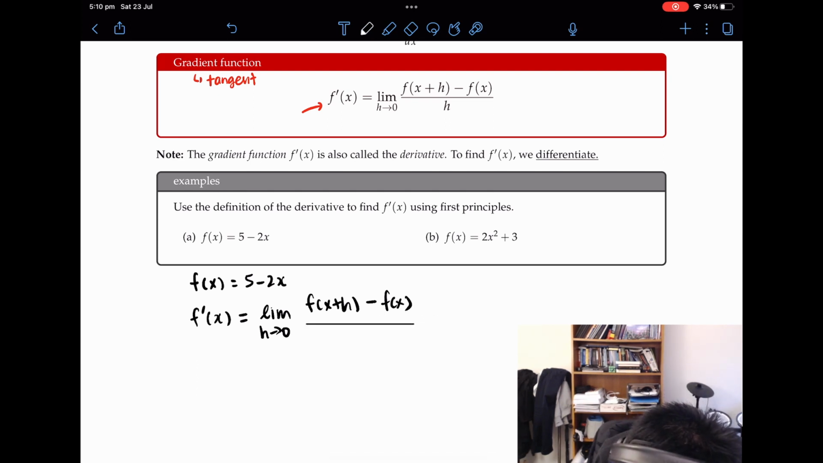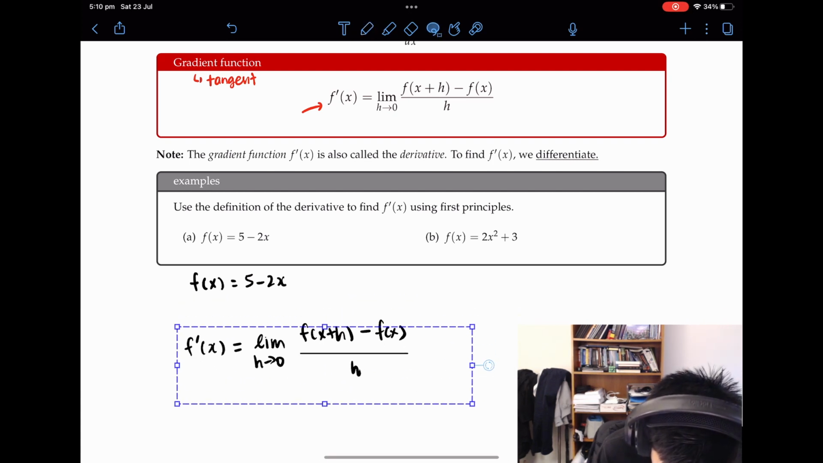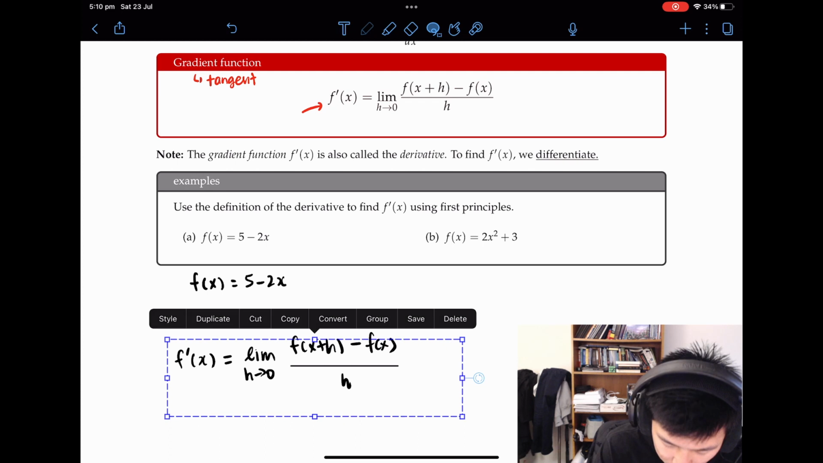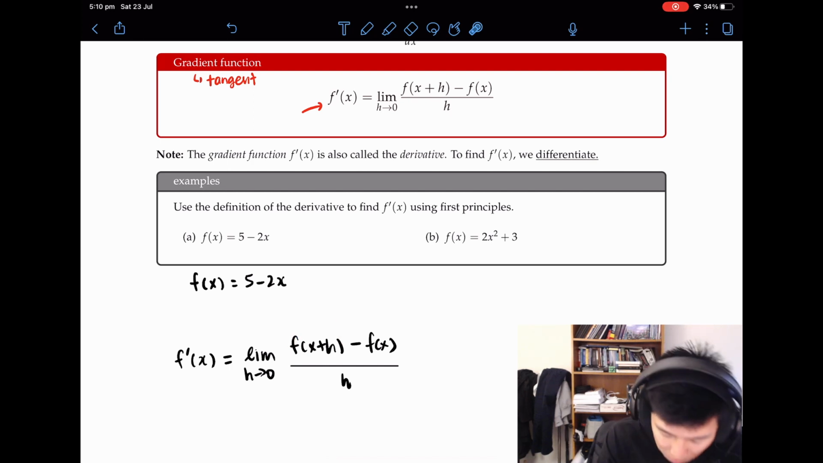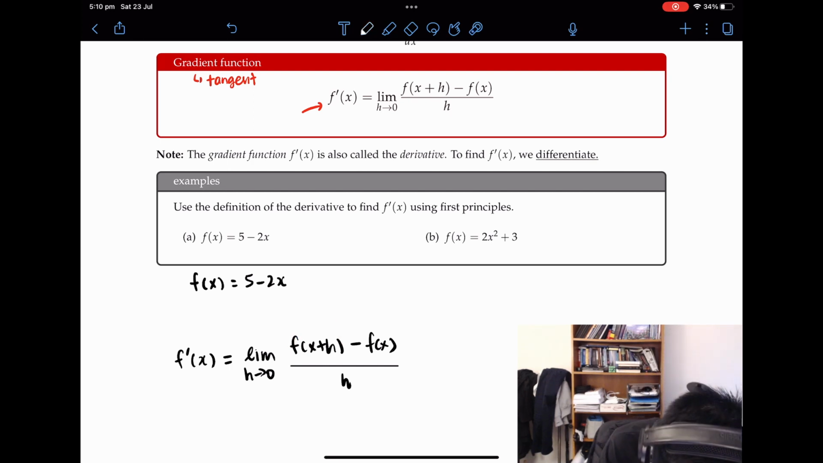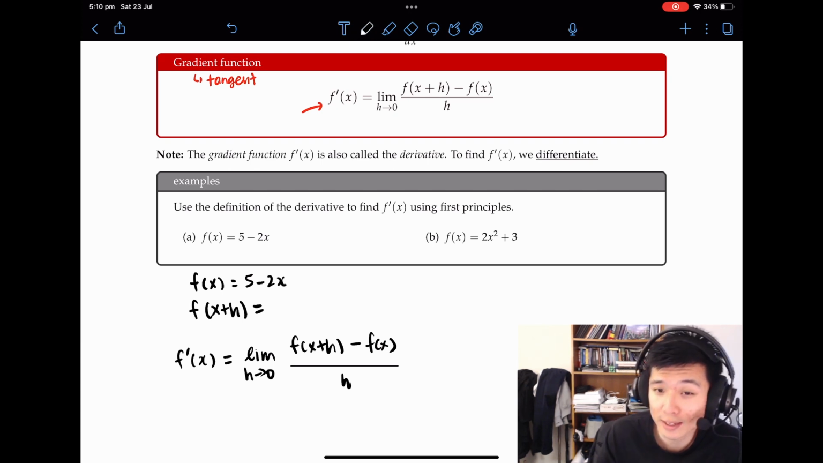Now, what can I do to evaluate all that stuff? Well, I know what f of x is, but I don't really know what f of x plus h is. But I can find out. All I need to do is substitute x plus h into my function itself. Now, wherever I see x, I just replace with x plus h.